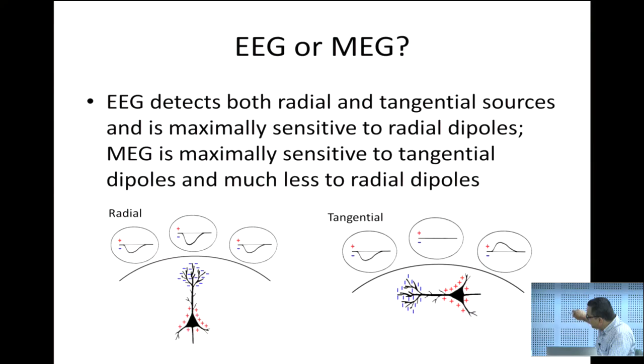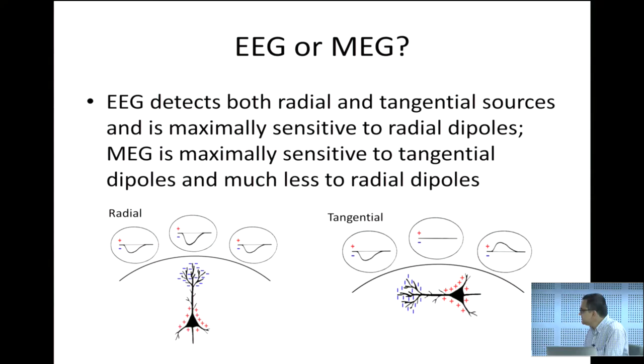But in order for the magnetic field to go out, you need your cells to be geometrically aligned like this. Then the magnetic field is generated like that. Once the neurons are aligned like this, the magnetic field has a chance to go out and reach your sensors, meaning your SQUID. This is why we call them tangential dipoles, those dipoles which are oriented as a tangent to the surface.